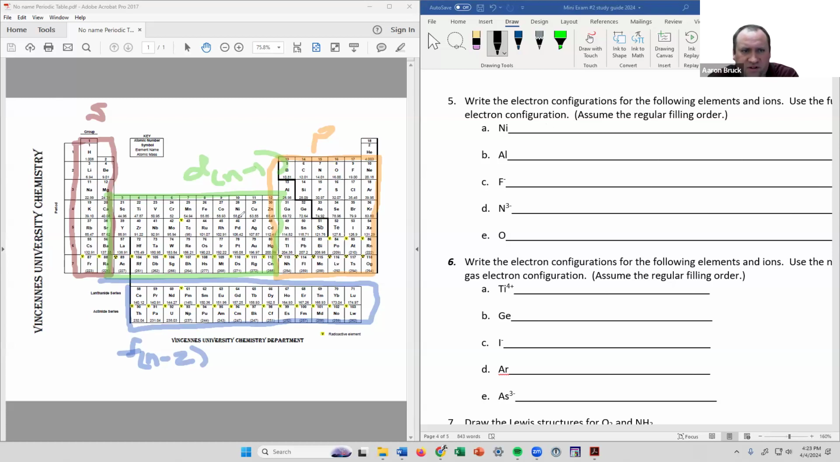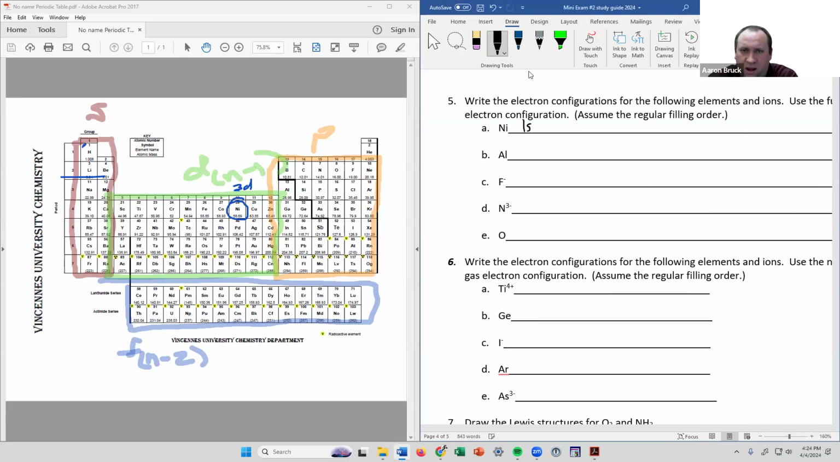All right, our first task is nickel. Nickel is right here. Since it's a full configuration, we're going to start here at the top and work our way through until we get to nickel. Nickel is in the 3D zone, so every configuration is going to be full until we get to that 3D.